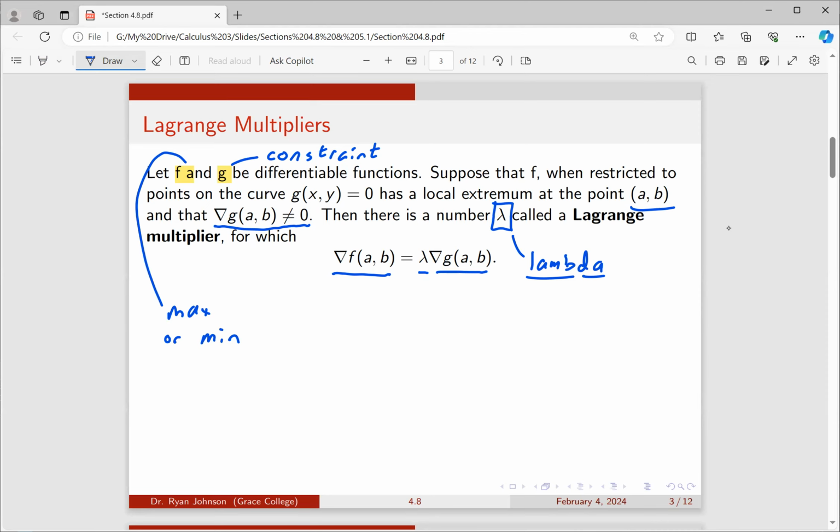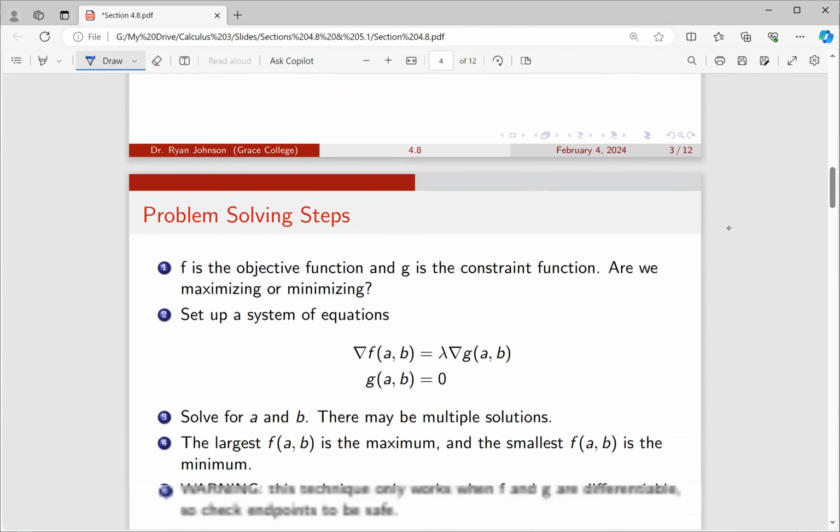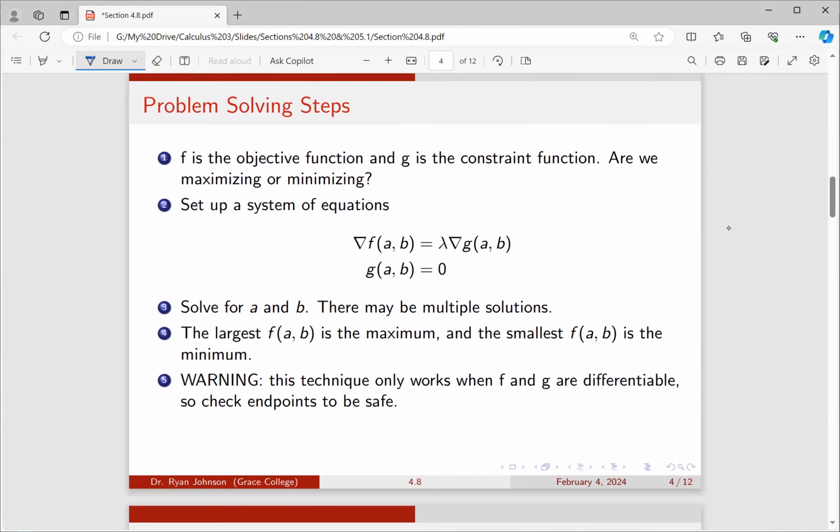Okay, so let's now talk about the problem-solving strategy. f is going to be the objective function. g is a constraint function. We have to ask ourselves whether we are maximizing or minimizing. Then we set up a system of equations. One equation is g(a, b) = 0, meaning the point is on the constraint, and the other is that the gradient of f is equal to lambda times the gradient of g. We want to solve for a and b.